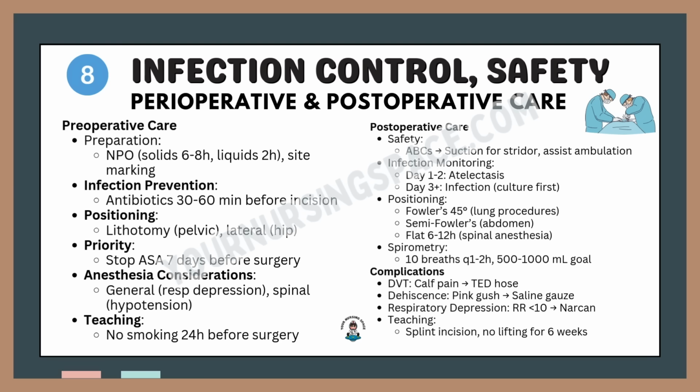Potassium below 3.5 means cramps and no digoxin. Sodium over 145 means thirst from drains, and complications to catch include DVT with calf pain needing TED hose, dehiscence with a pink gush getting saline gauze, and a call to the doc, plus respiratory depression with a rate under 10 from opioids needing Narcan fast. Teach them to splint incisions when coughing and skip lifting for 6 weeks to keep everything intact. And you've got post-op locked down.